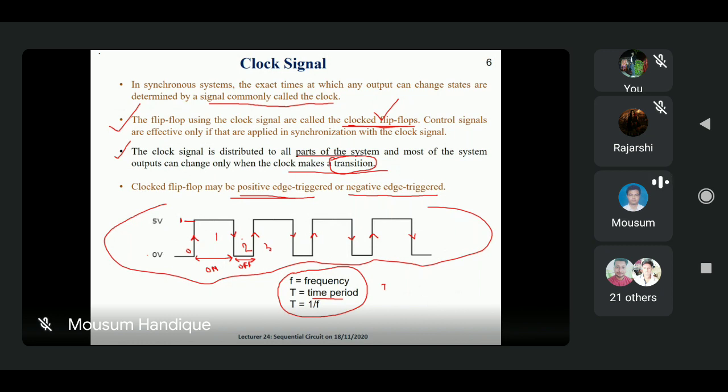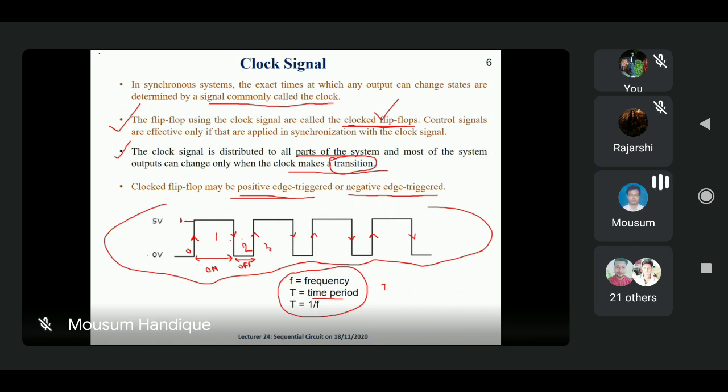So that means the clock for a flip flop may be positive edge or negative edge. This one is the positive edge, and this one is called a negative edge. Based on the positive edge and negative edge, we can design the flip flop. Generally, by default we use positive edge triggered, but it is not mandatory; you can use negative edge triggered also.